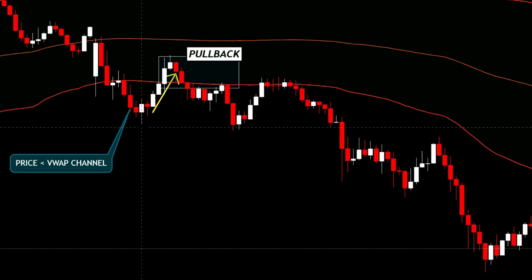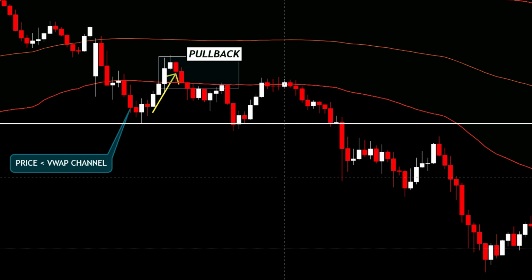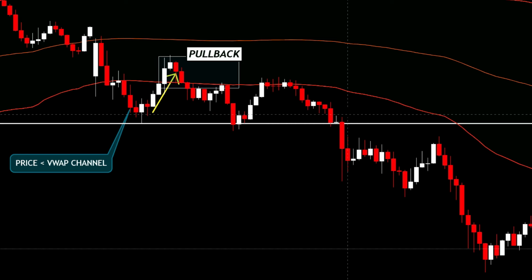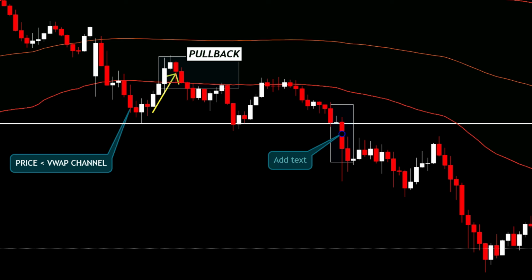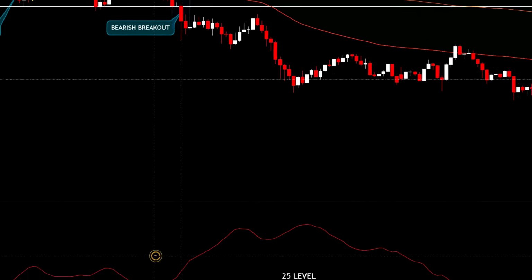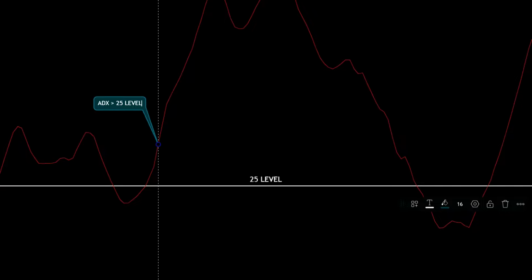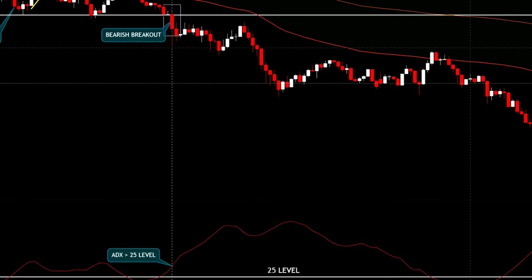Draw a horizontal line on the most recent swing low. And when price breaks below it after the retest, that's your signal. But before entering a trade, check out the ADX. If the ADX is above the 25 level, it's showing strong momentum, so the sell signal would be valid.